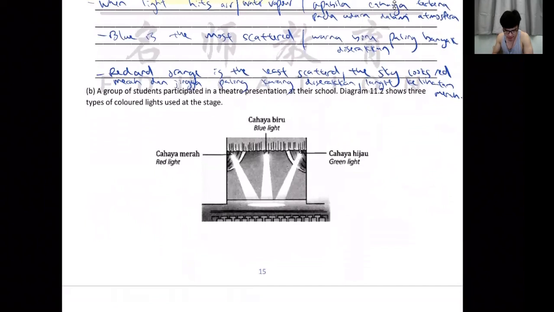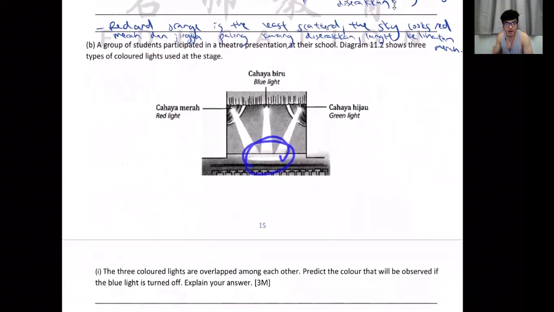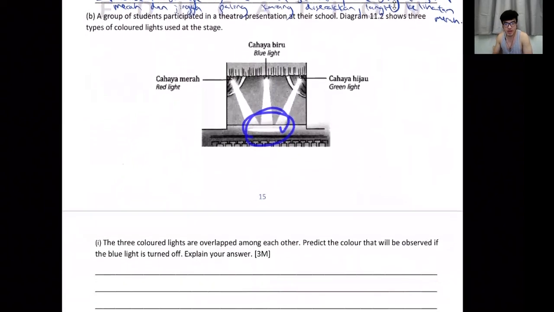Okay, so next B. A group of students participated in theater presentation, shows 3 types of color light. So you have your RGB. Since they overlap together, right? What do you see here? You should see white color here. Okay, when you put RGB together, you see white. So the 3 colors are overlapping among each other.